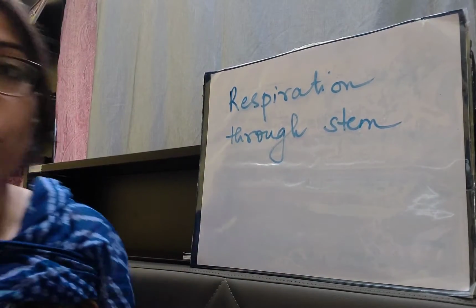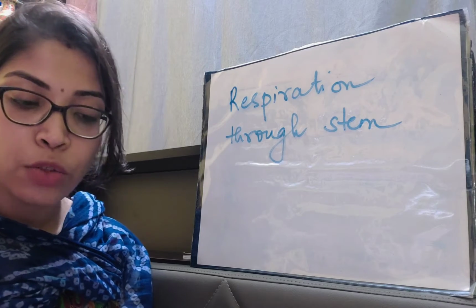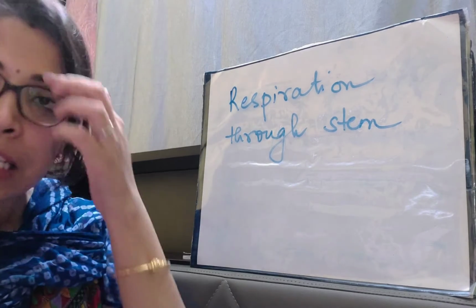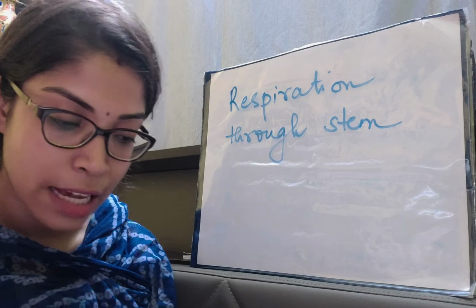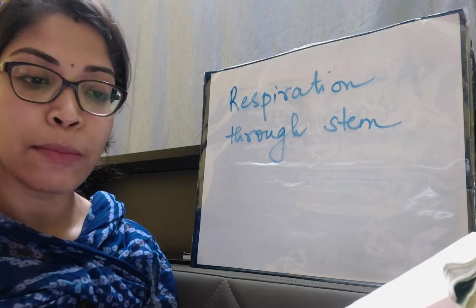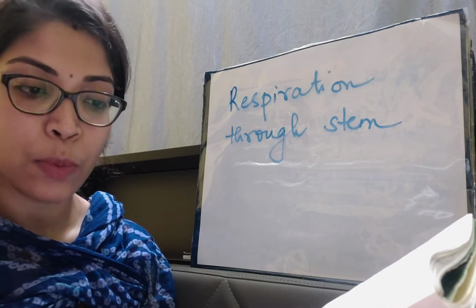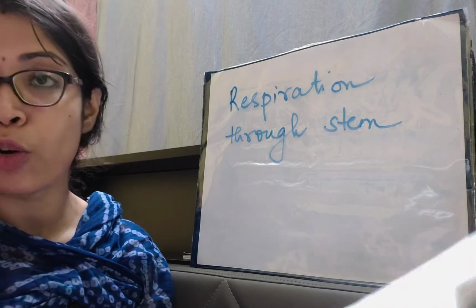So plants do not only respire through the leaves, they also respire through stems, and we will see how it does that. So reading from your book, in certain trees, the old and mature roots and hard woody stems are covered by bark which is impervious to gases or water.